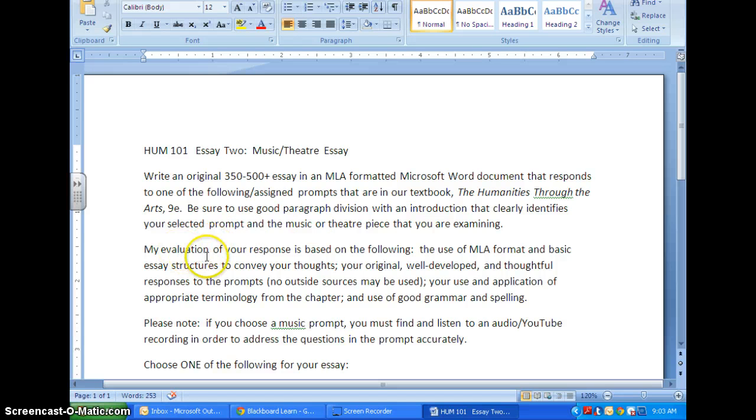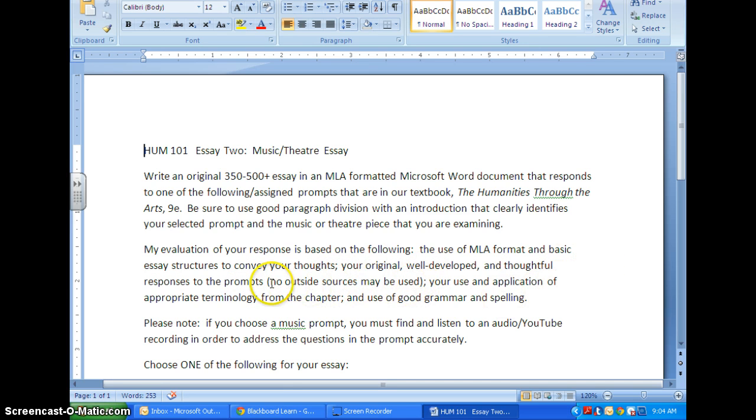Now, when I grade your response and evaluate that, I do start with the whole basic essay structure to convey your thoughts. It is an essay assignment in MLA format. Then the content, your original work is key, well-developed and thoughtful responses to the prompts. And they have to be yours, and the prompts are geared that way.